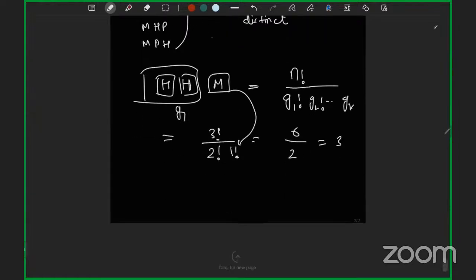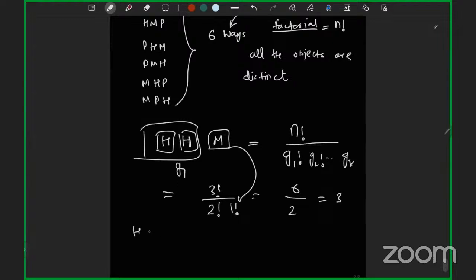So this is 3. And if I arrange them, you can see that I can arrange them HHM, HMH or MHH. No other possibilities, there's no other way I can arrange them. So this 3 is only possible because of repetition, right? These 2 are the same. What I'm saying is, giving names, H1 H2 M is equal to H2 H1 M. Correct. So that's why I have only one thing available now.